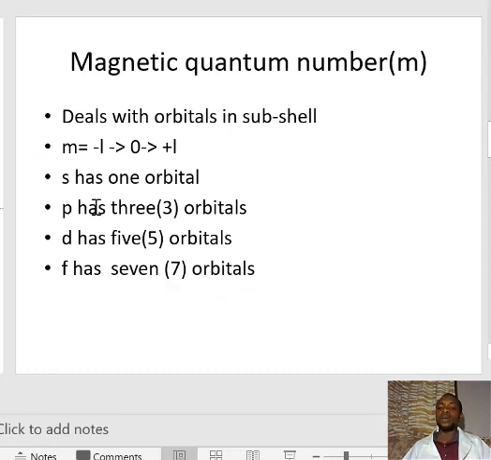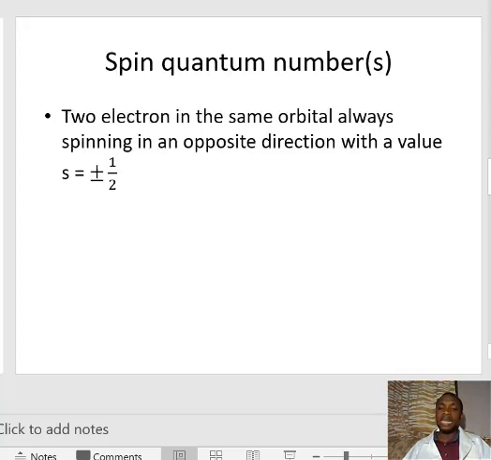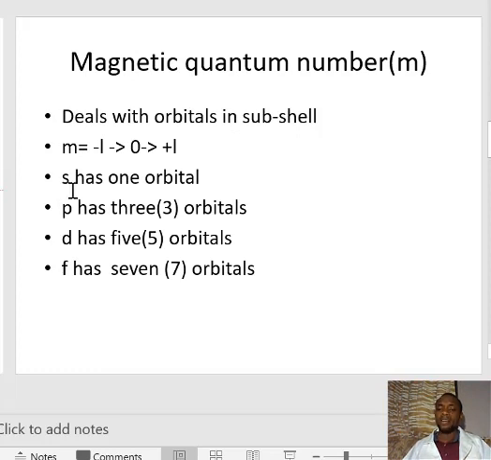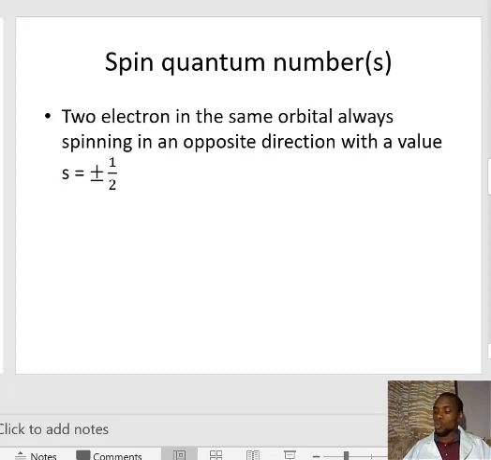These orbitals, sometimes we represent with a box. Each of the orbitals can accommodate 2 electrons. And the fourth quantum number, which is the spin quantum number, explains another thing.